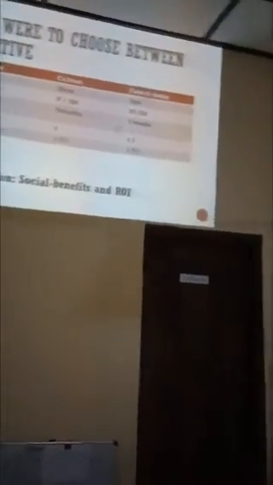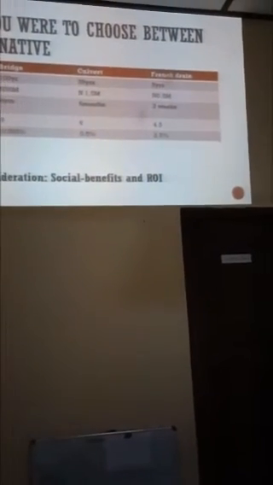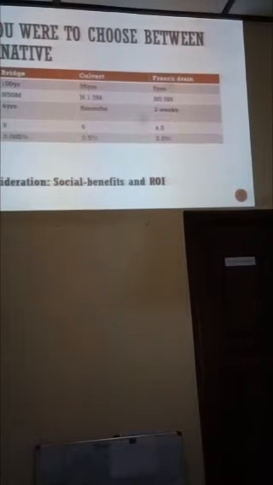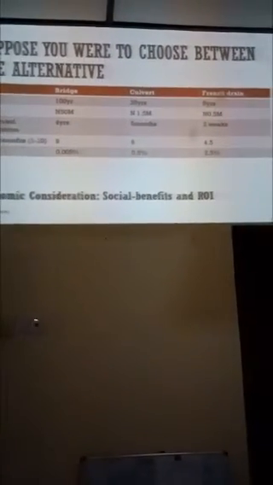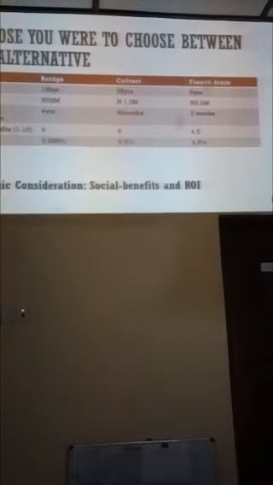So you see that different factors have a way of influencing the economic decision making process. And in this example, I said let the economic consideration be social benefits and the ROI. In this case, if you take in social benefit and the ROI, you find that the bridge offers a high social benefit, yet a very low ROI. The French drain offers a high ROI but a low social benefit. But the culvert is somewhere in between, right? So on that basis, for me personally, I would choose the culvert because it is in between these two alternatives.